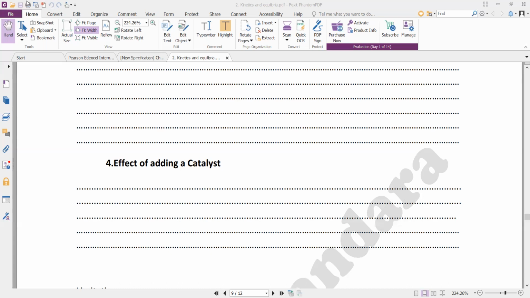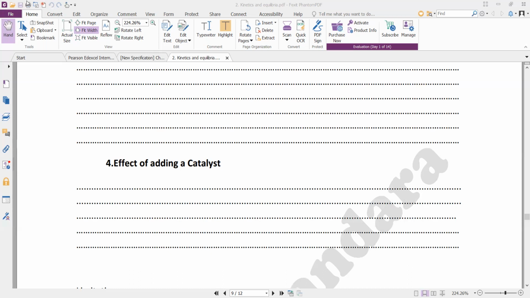Adding the catalyst at the beginning of the reaction. Yes, adding the catalyst in the beginning of the reaction.